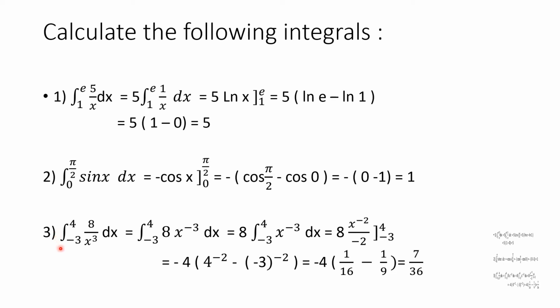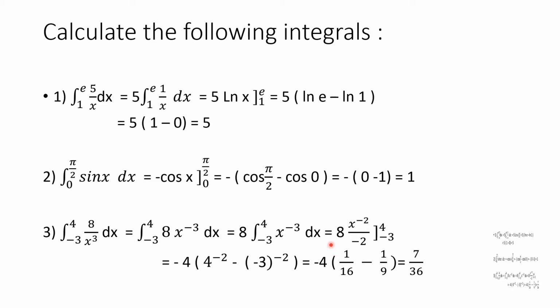And number 3, the integration of 8 over x cubed dx over minus 3, 4. First, we need to rearrange the writing of this function. So we need to write it in the power form or exponent form. So it's the integration over minus 3, 4 of 8x to the power negative 3 dx. Taking the constant outside the integral, we get 8 integral of minus 3, 4 x to the power negative 3 dx.